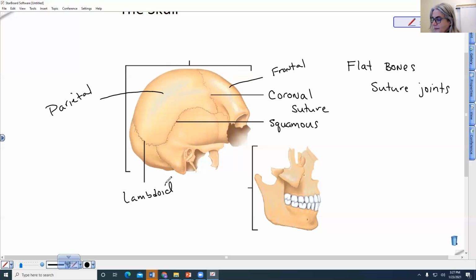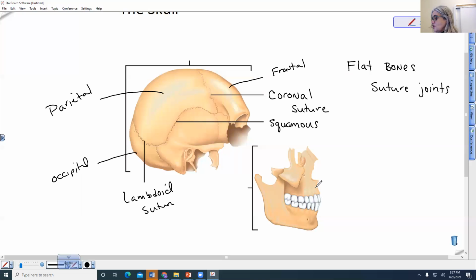Yep, I spelled that right. There's a B and then a D. And this is what connects the occipital bone to the two parietal bones, okay? So those are the suture joints that you need to be able to identify.